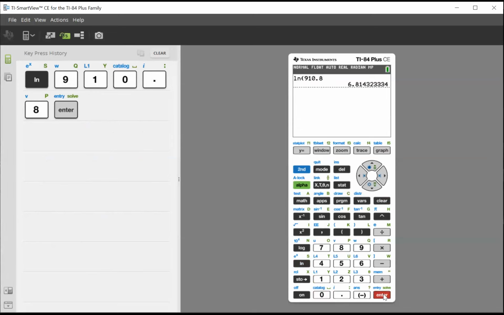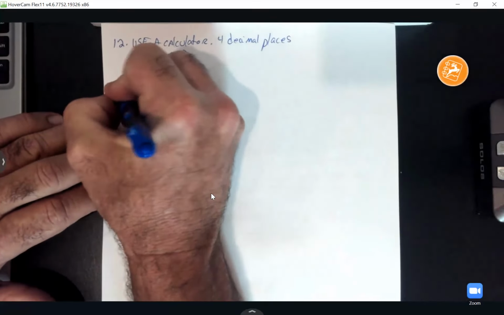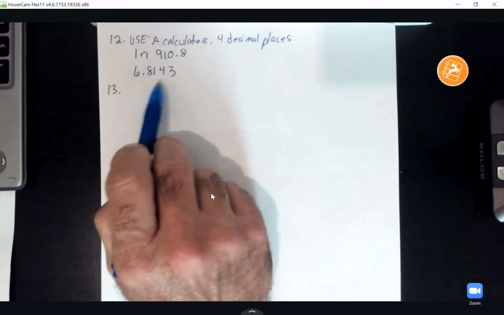So 4 decimal places, let's see, that'll be 6.81, 43, and that's going to stay at 3 because it's got a 2 after it. So 6.8143 on that one, okay? And really, that's the thing you got to worry about on this test. The biggest thing is getting that rounding, okay?